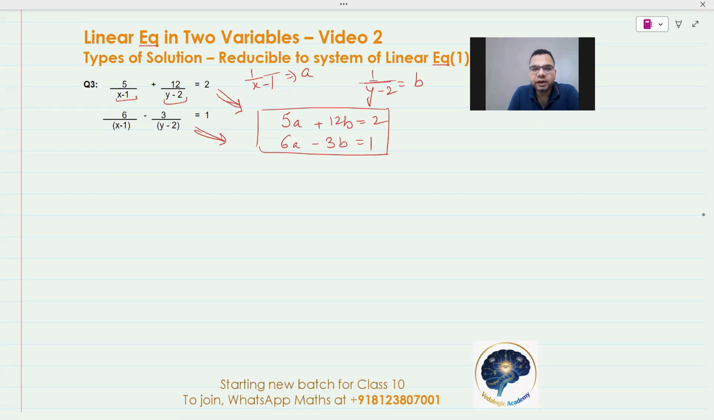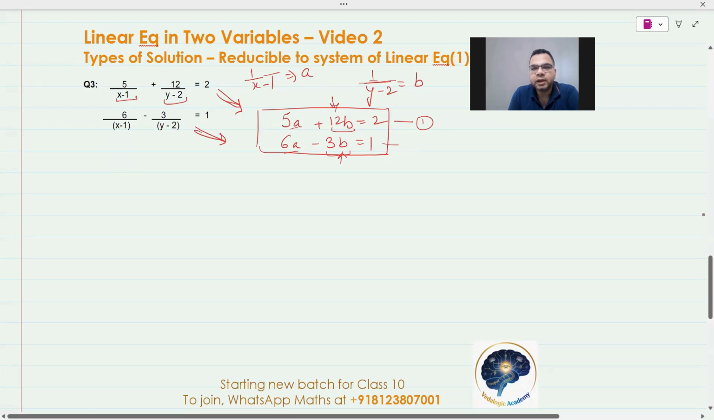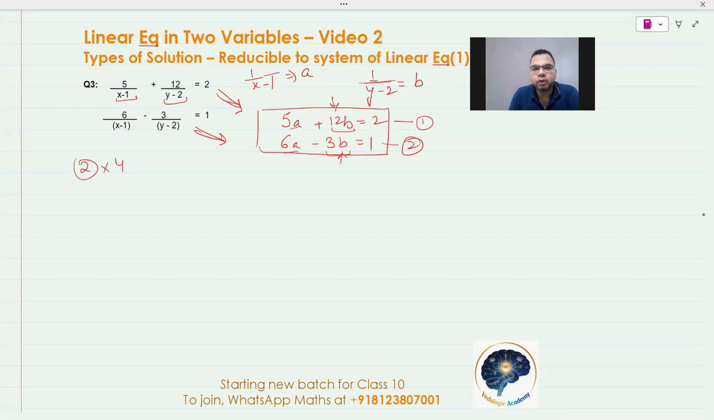If you see here, it is 5a, 6a, the LCM of 5 and 6 becomes 30. So that will be quite a lot of multiplication that I have to do. And if you see 12b and minus 3b, so the LCM is 12. So 12 is already here. I don't need to touch this equation. I just need to work on this equation to bring the coefficient same. So I'll multiply the second equation with 4. So let's say that this is 1 and this is 2. Okay. So I'll multiply 2 with 4 so that this minus 3b becomes minus 12b.